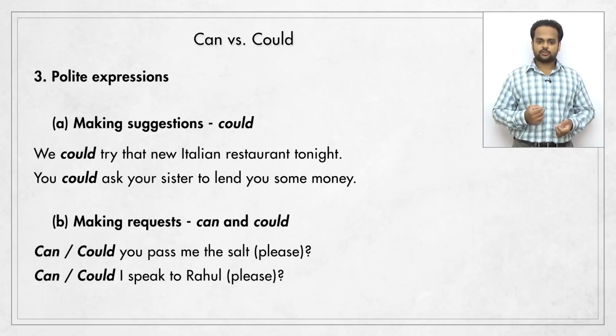The second situation is making requests. Here, both can and could are possible. Can you pass me the salt? Could you pass me the salt, please? Or on the phone, can I speak to Rahul? Could I speak to Rahul, please? Did you notice I said please at the end of the sentences with could? That's because could is more polite than can.